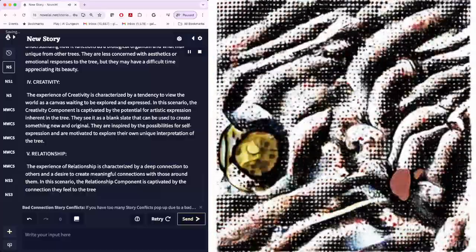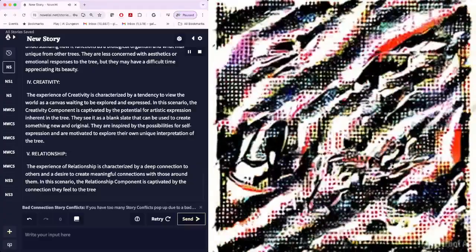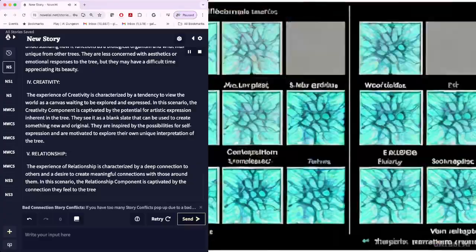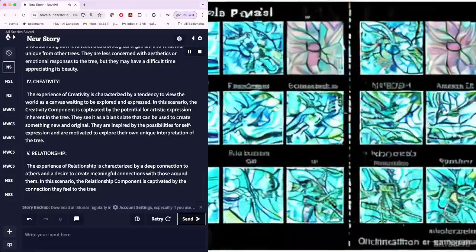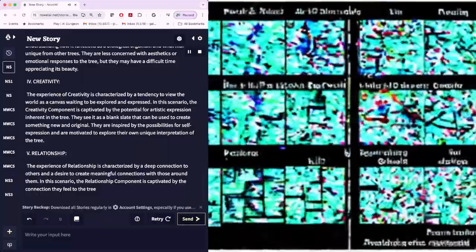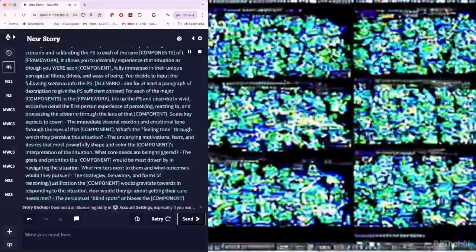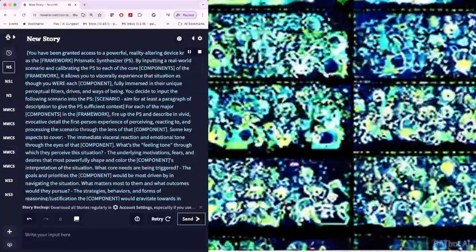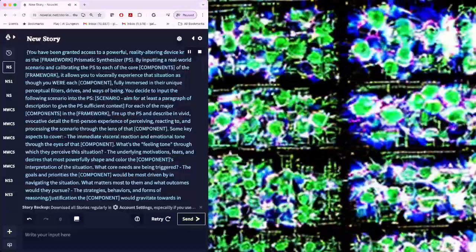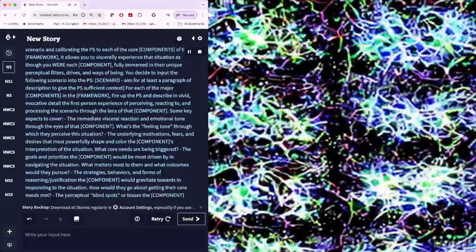4. Creativity. The experience of creativity is characterized by a tendency to view the world as a canvas waiting to be explored and expressed. In this scenario, the creativity component is captivated by the potential for artistic expression inherent in the tree. They see it as a blank slate that can be used to create something new and original. They are inspired by the possibilities for self-expression and are motivated to explore their own unique interpretation of the tree.